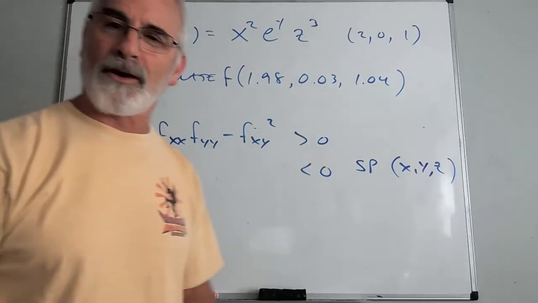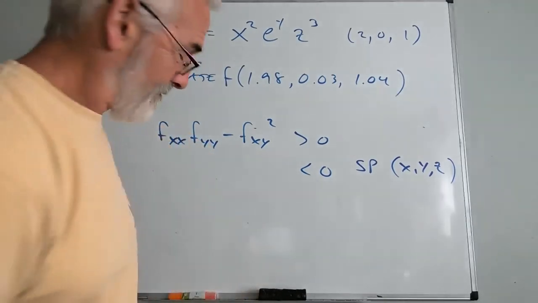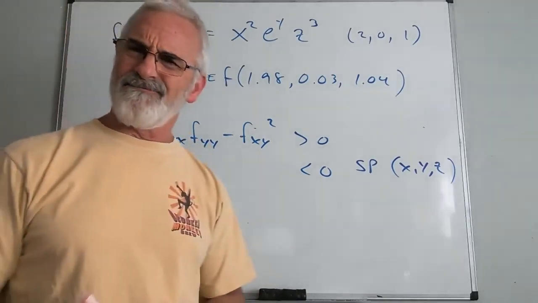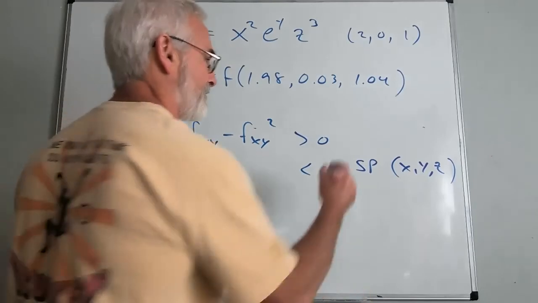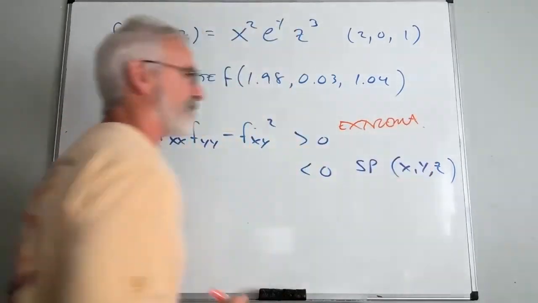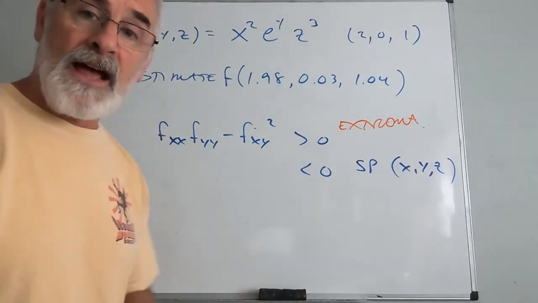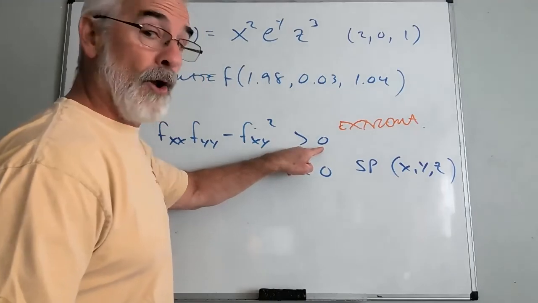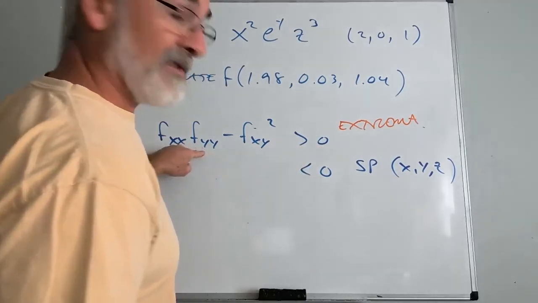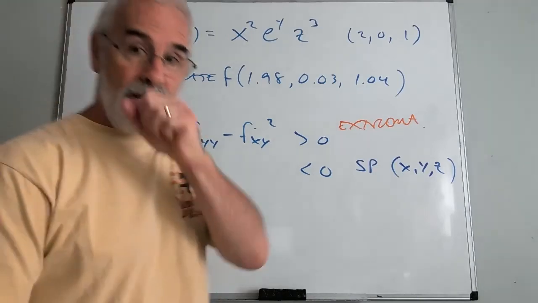What if it's greater than 0? Now you've got to do a little bit of work. First of all, you have an extremum. But do you know if it's a max or a min yet? I have an extremum, but is it a max or a min? Now, if this is greater than 0, it automatically means these guys are the same sign, because if these were opposite sign, I'd be less than 0. So they're the same sign.